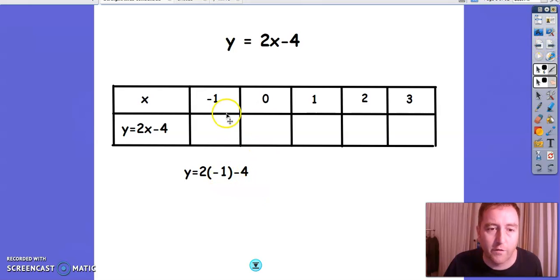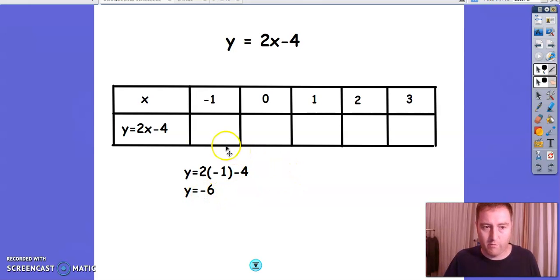Let's see. So the first one here, when x is -1, y is going to be 2 times the x. So 2 times -1, then take away 4. Well, 2 times -1 is -2. Then -2 minus 4 is -6. So let's just go through that again. The y coordinate is 2 lots of the x, then take away 4. 2 times -1, -2. Take away 4, -6.